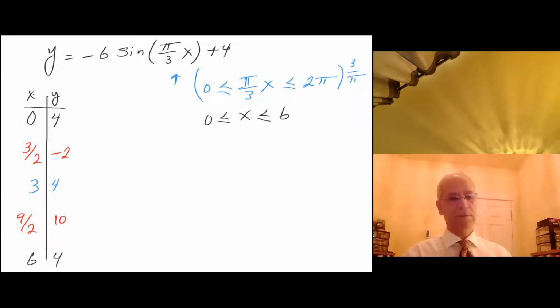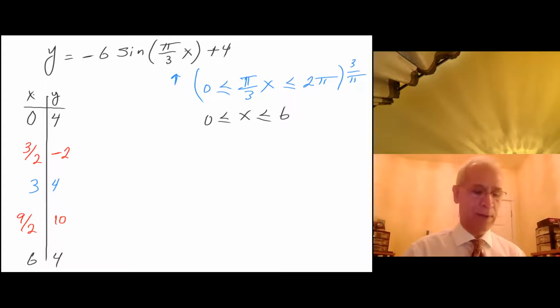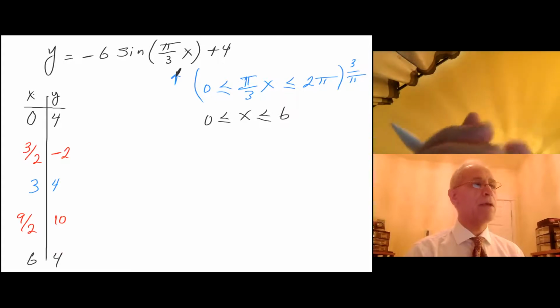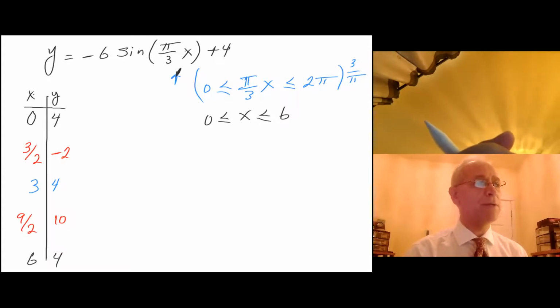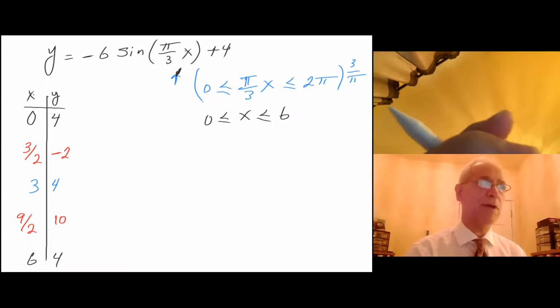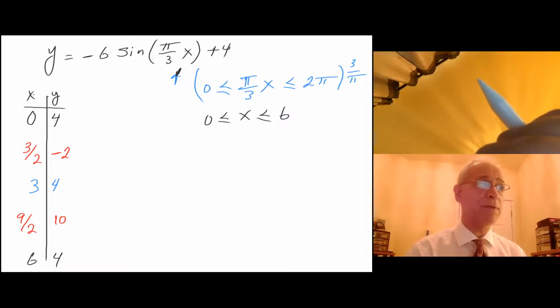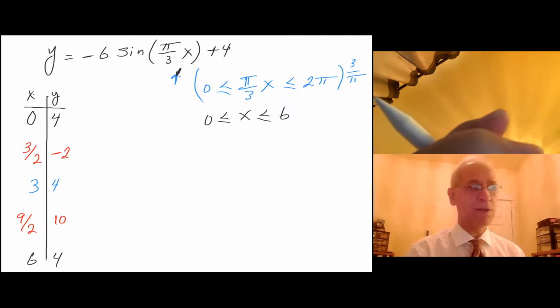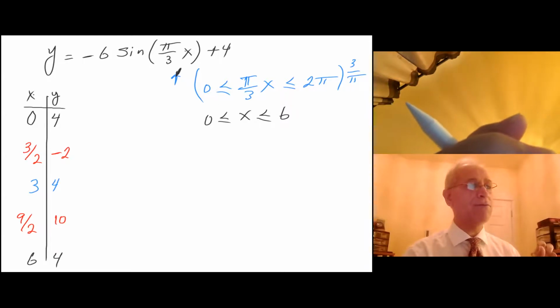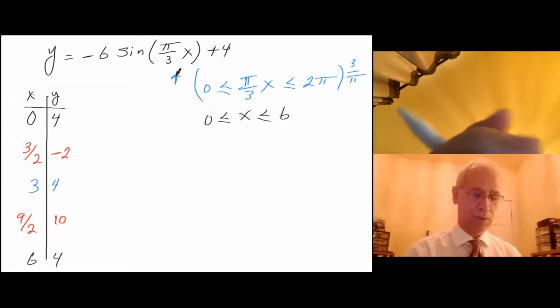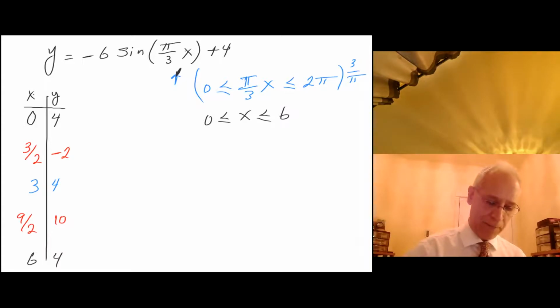So, for example, how did I find this number? Let's say when x is 0. Look at the x in here. Pi over 3 times 0 is 0. Sine of 0 is 0. 0 times -6 is 0. Plus 4 is 4. So I'm plugging in all those values one at a time to get the y values.